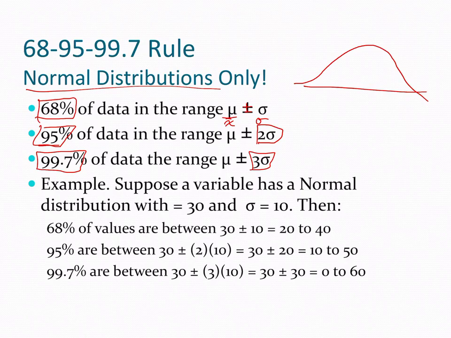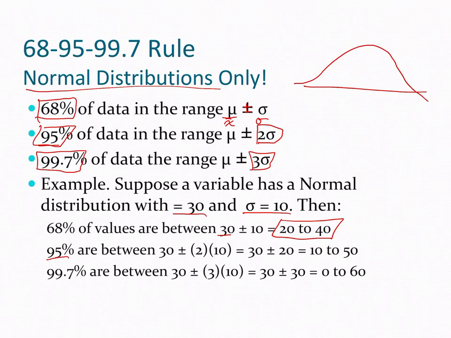For example, the variable has a normal distribution with a mean of 30 and a standard deviation of 10. Then you would say, with our standard deviation of 10 and our mean of 30 plus or minus 10, that of this spread, 68% of the values will fall between 20 and 40.